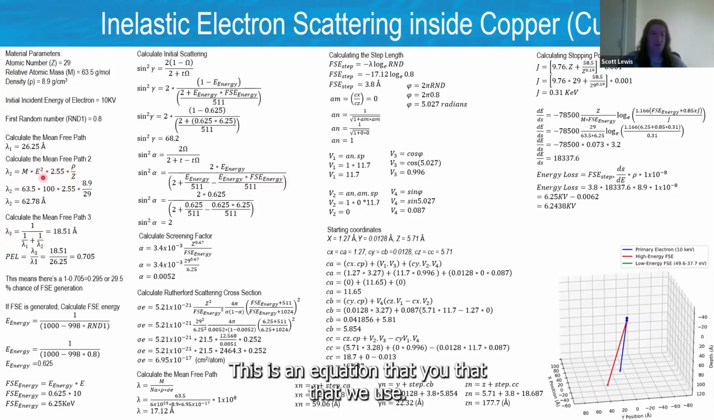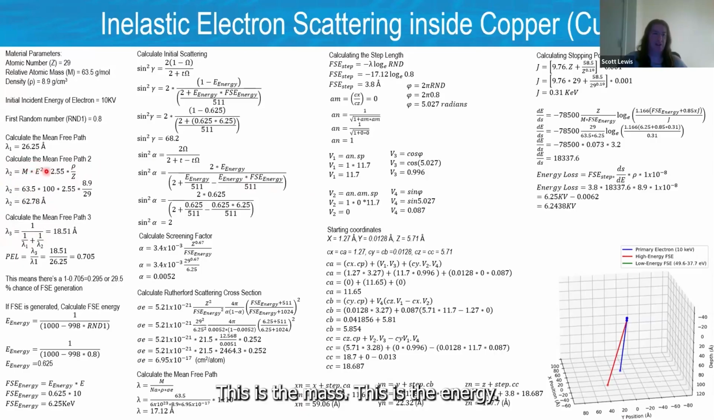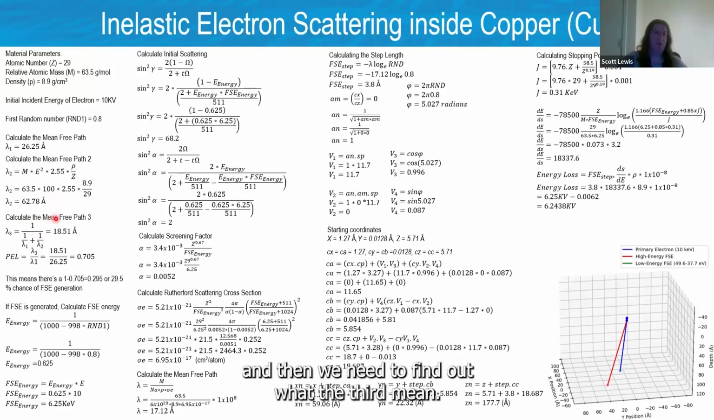Okay, so you're seeing this for the first time. This is an equation that we use. This is the mass. This is the energy. This is a scaling factor. This is the density, and this is the atomic number. So you plug this in, and then we need to find out the third mean free path. You're like, how are there three mean free paths? But I'll explain in a minute. So essentially, we calculate this.